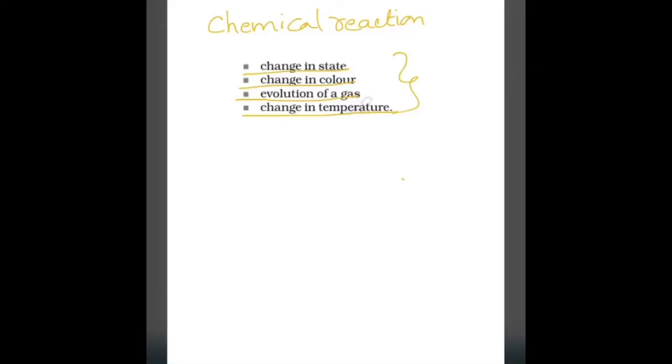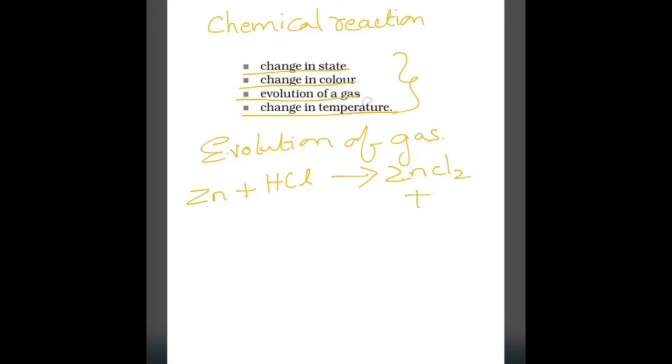Another way to identify a chemical reaction is evolution of gas. The example is when zinc reacts with hydrochloric acid, we get zinc chloride plus hydrogen gas is evolved.